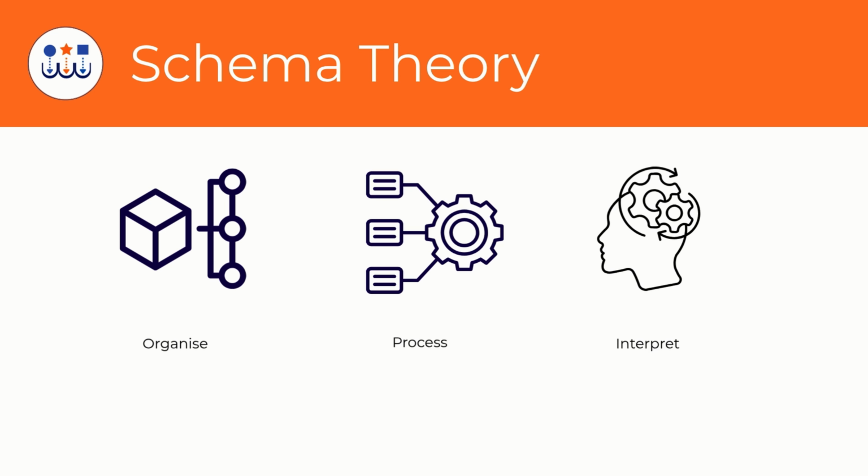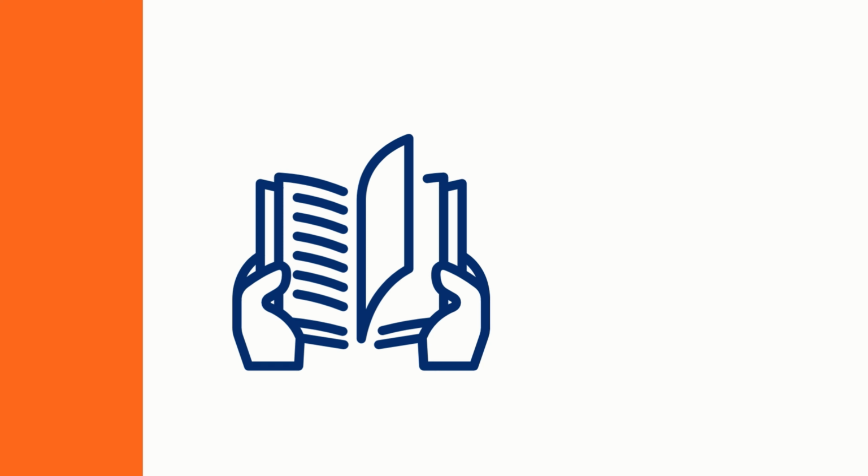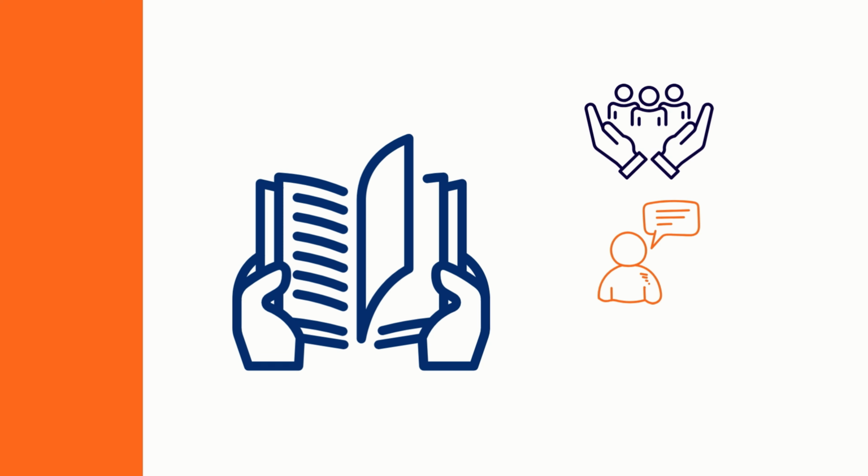Schema theory is a framework or concept that helps individuals to organize, process, and interpret vast amounts of information. Schemas act as mental scaffolding. Bartlett's seminal study, The War of the Ghosts, had British participants reading a Native American folktale. The story contained cultural conventions, narrative structures, and logical leaps completely unfamiliar to 1930s British society.